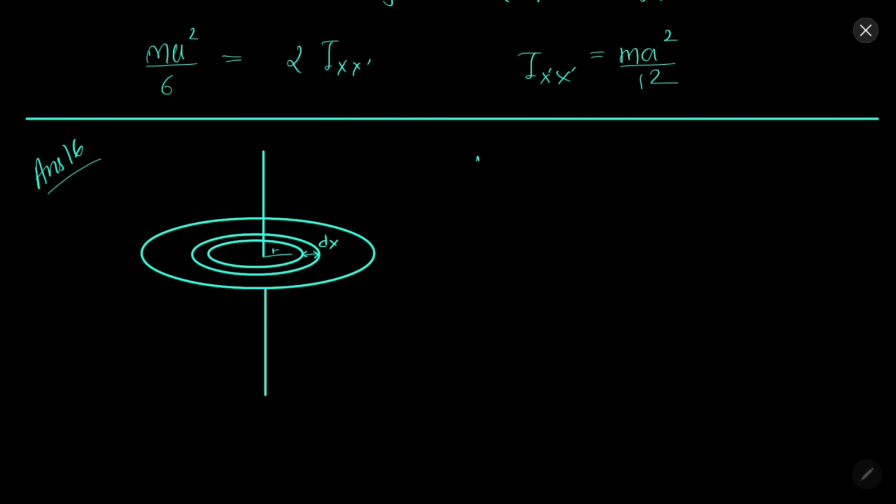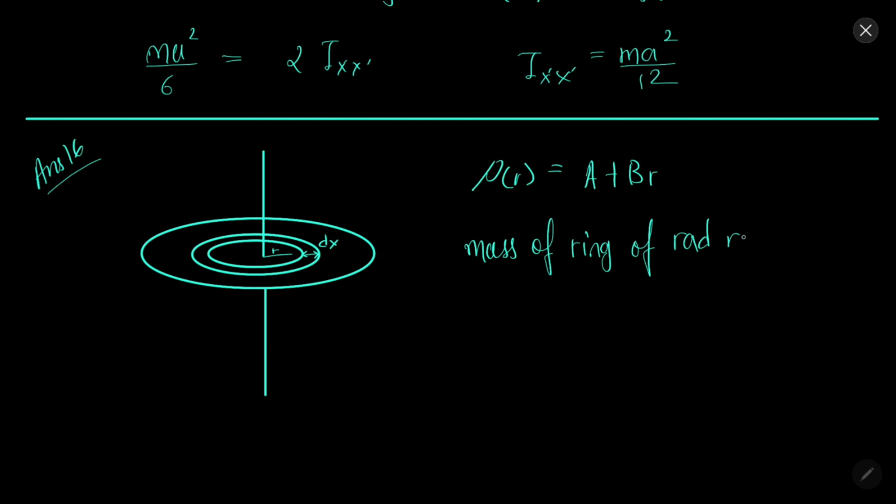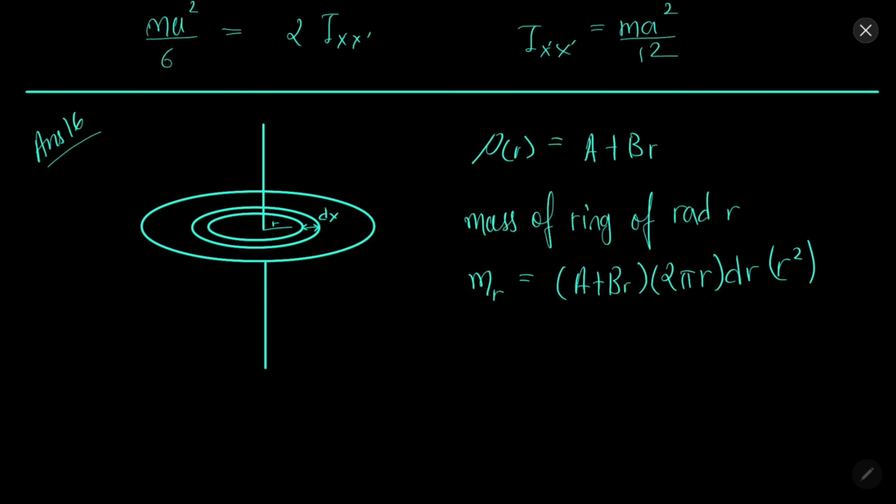So for this it is given that the density depends on the distance from the center. Now let's find the mass of only the ring of radius r. Let us call this mr. So it will be a plus br into 2 pi r dr into r square.